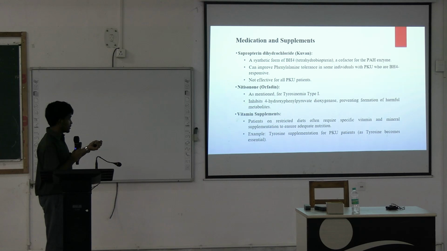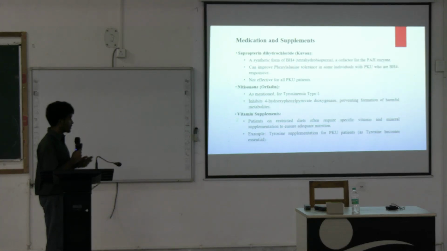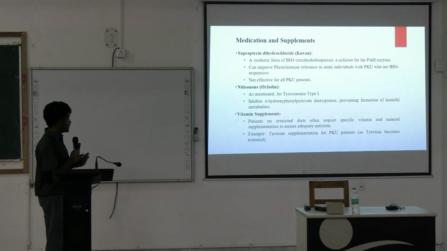Nitisinone, which is also known as Orfadin, is used in tyrosinemia type 1, which inhibits 4-hydroxyphenylpyruvate dioxygenase, preventing formation of harmful metabolites. Vitamin supplements are used as the patients are required to take a low protein diet, so vitamin supplements are needed to lead a normal life, and tyrosine supplements are also given in PKU patients.